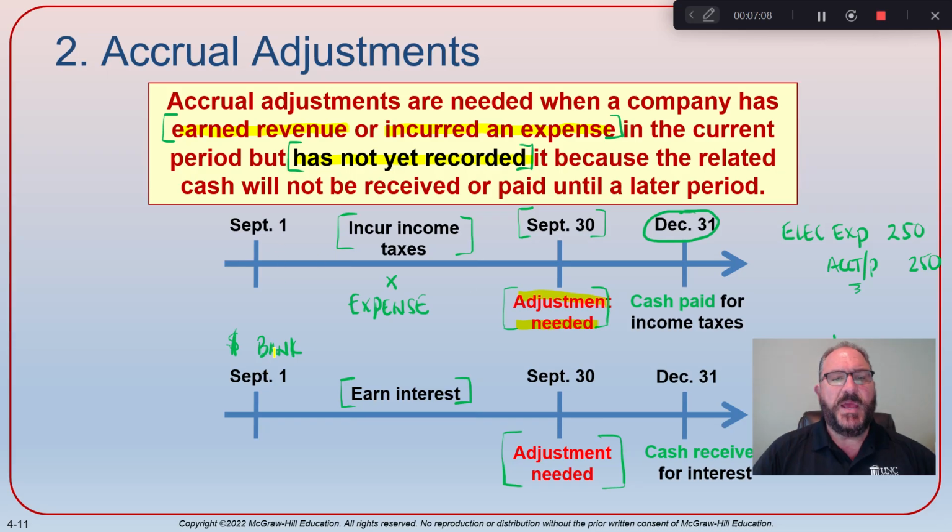And the same thing with the bank. Let's say September 1st, we have our bank account. Then we earn some interest. Well, we have not recorded that yet. We don't know what the interest is till the bank tells us. Okay, and then at the end, we make the adjustments for these.